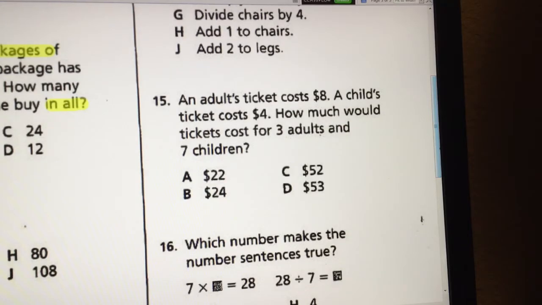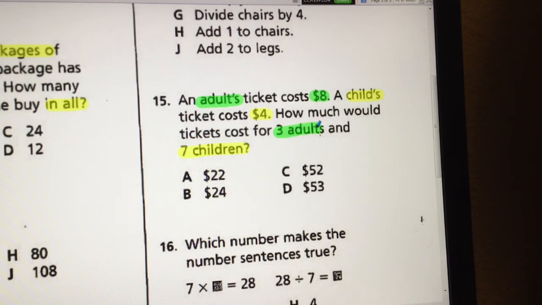Number 15, an adult's ticket costs $8. A child's ticket costs $4. How much would tickets cost for 3 adults and 7 children? Okay, so I'm going to kind of actually change it up. I'm going to change adults are 8, where a child is 4. So I'm going to do 7 children, and then I'm going to do 3 adults.